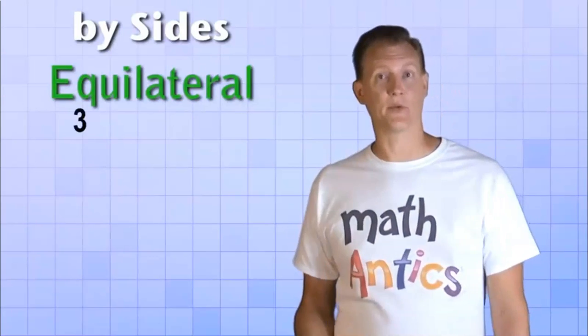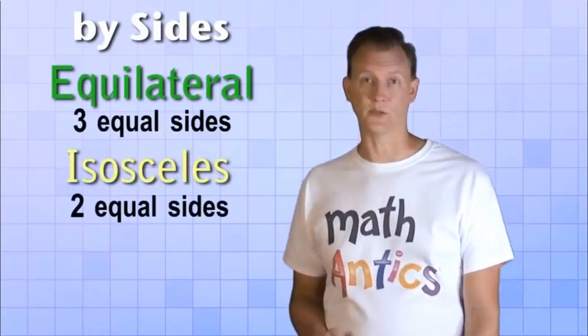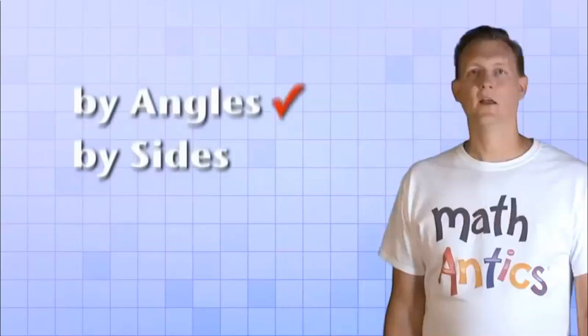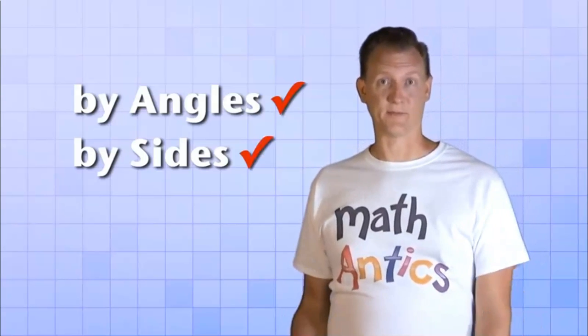Equilateral triangles have 3 equal sides. Isosceles triangles have only 2 equal sides. And scalene triangles have no equal sides. That way was pretty easy too. The hardest part is just remembering the names.